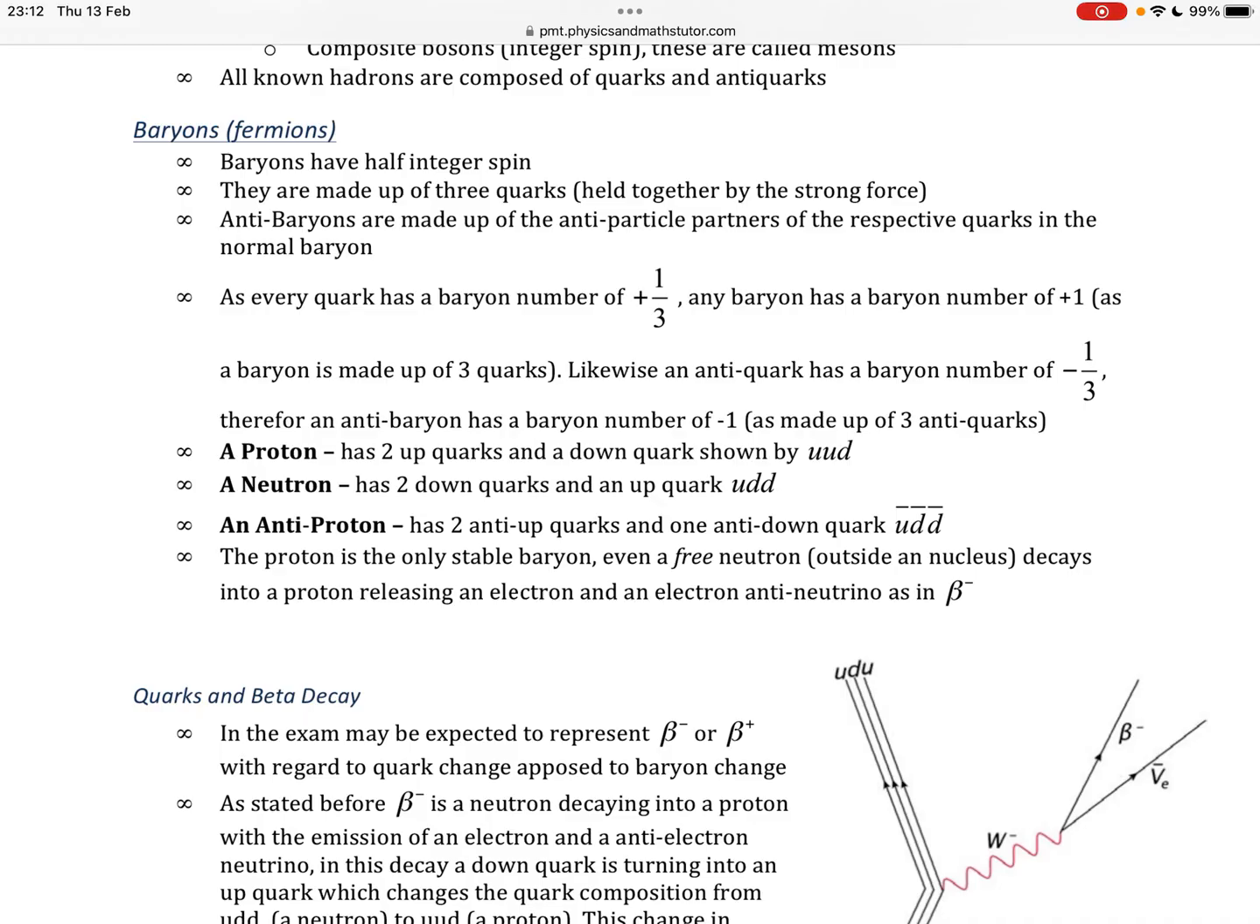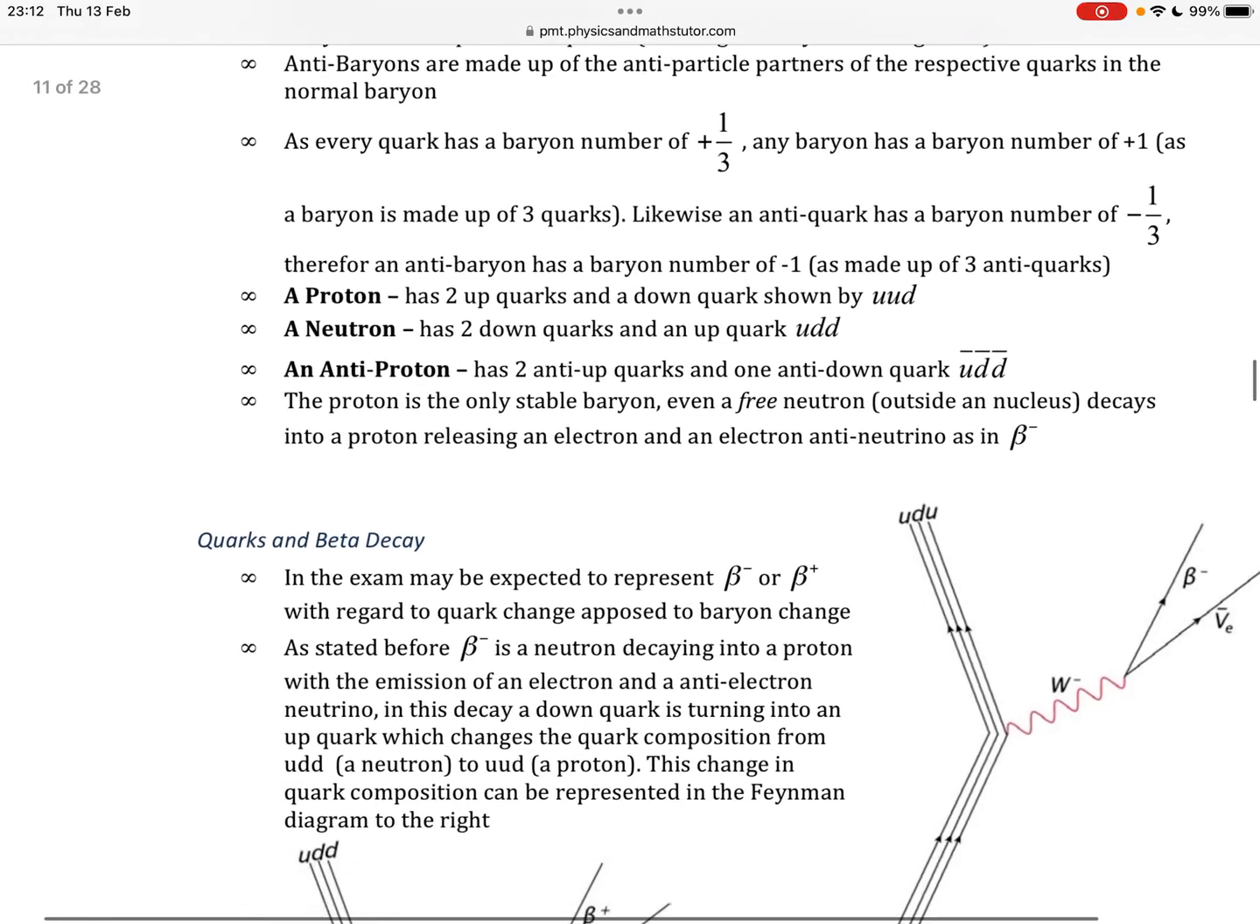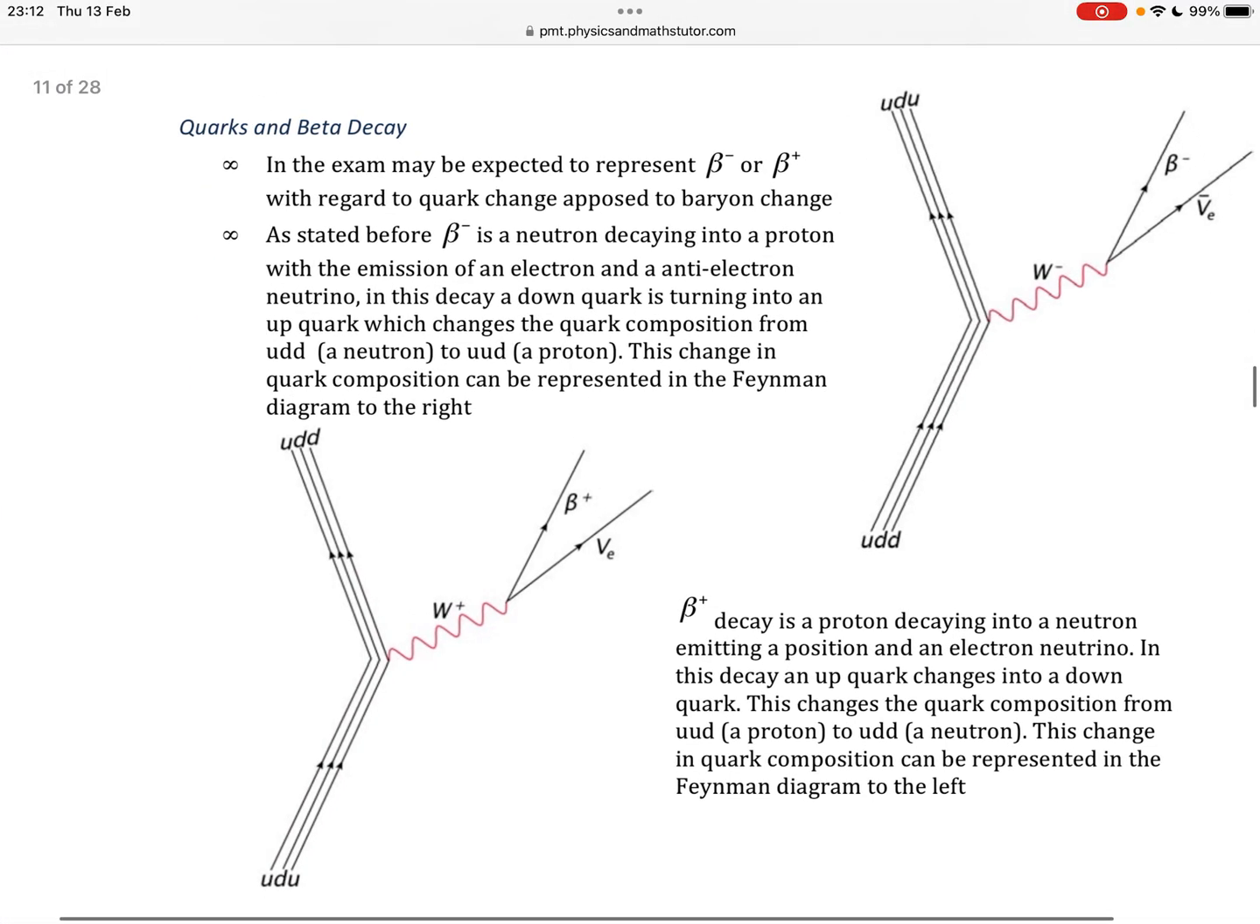Even a free neutron outside the nucleus decays into a proton, releasing an electron and an electron antineutrino, as in beta negative. Quarks and beta decay. In the exam, you may be expected to present beta negative or beta positive with regard to quark charge as opposed to baryon change. As stated before, beta negative is a neutron decaying into a proton with the emission of an electron and an anti-electron neutrino.